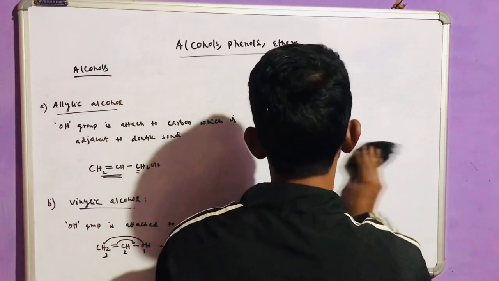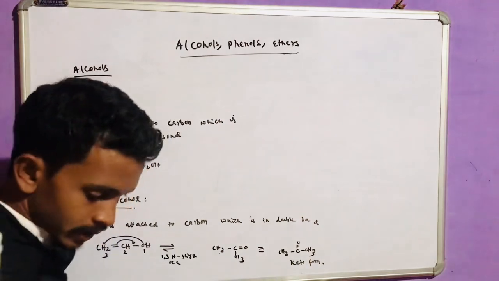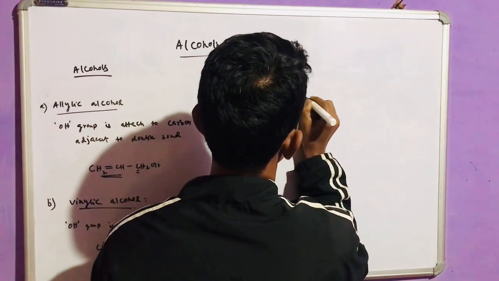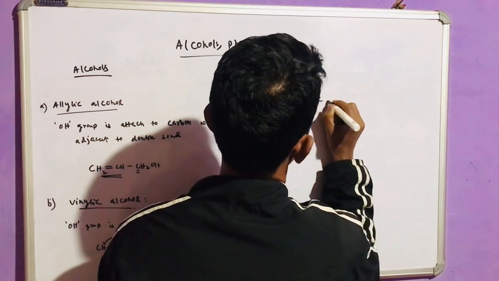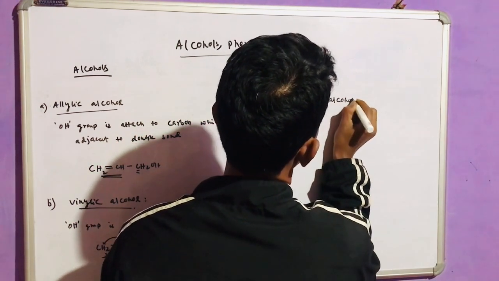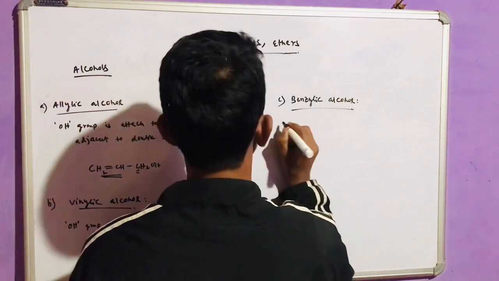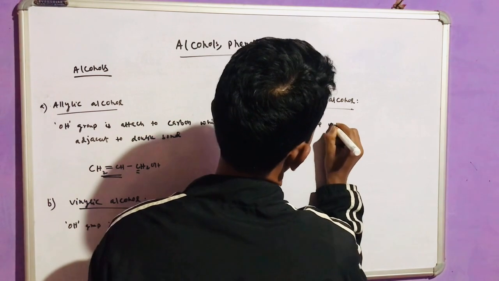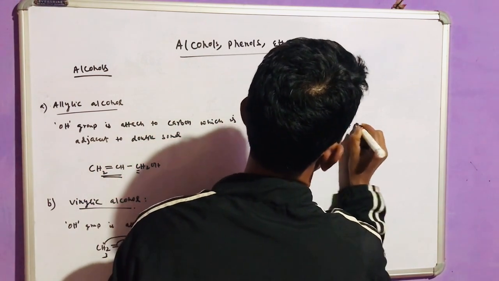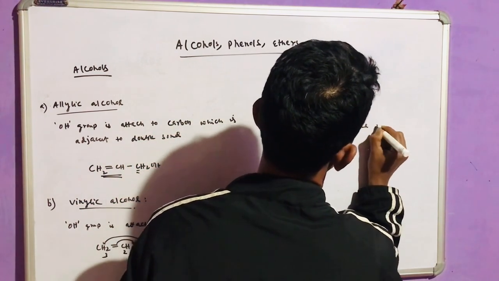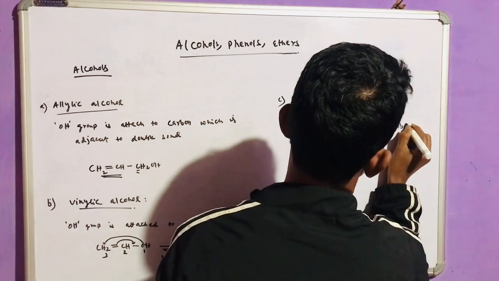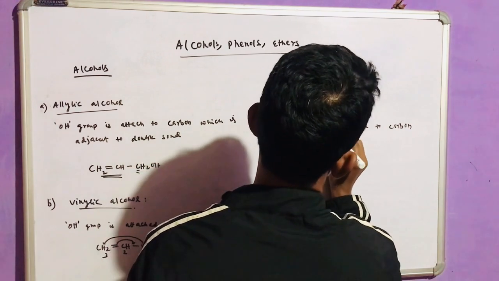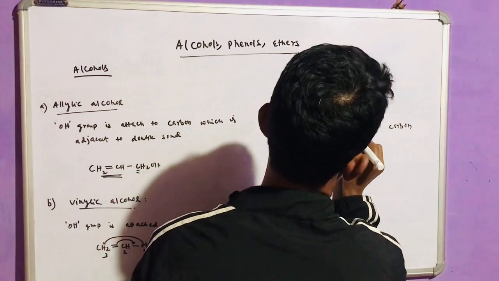Now another type is benzylic alcohol. Here the OH group is attached to a carbon which is adjacent to a benzene ring.